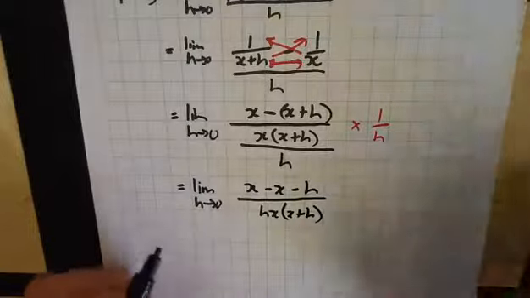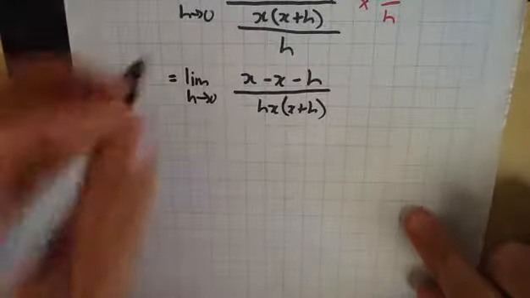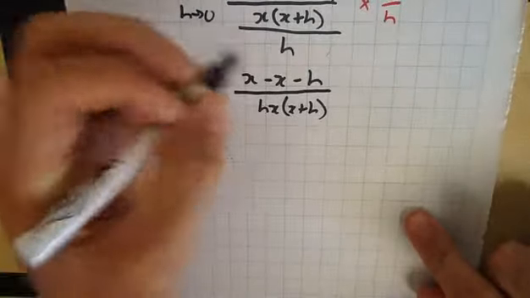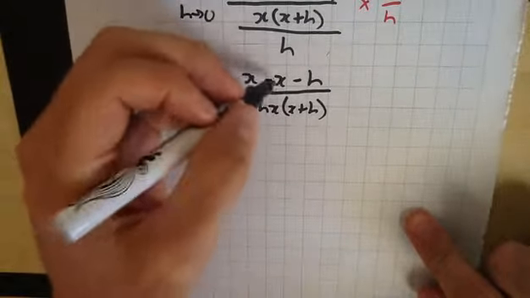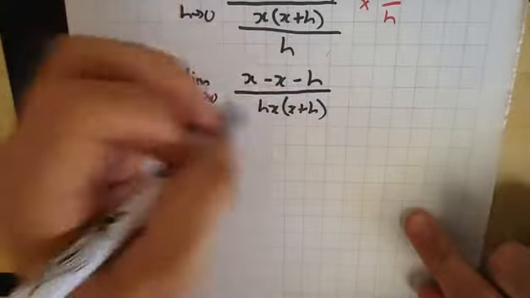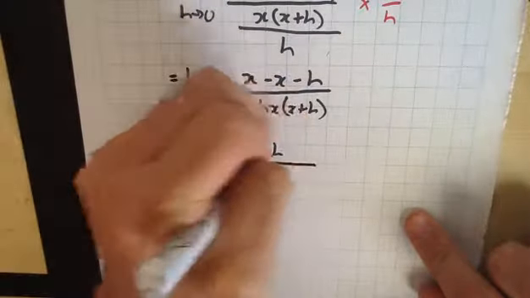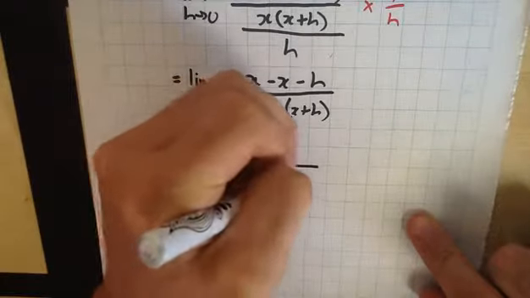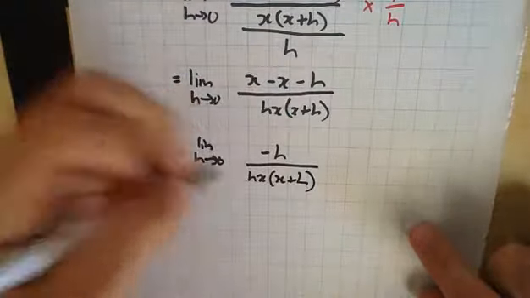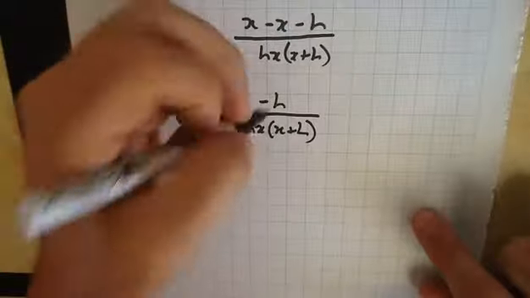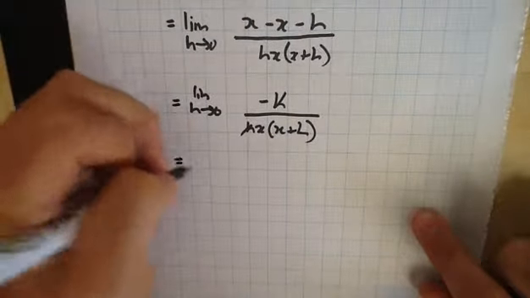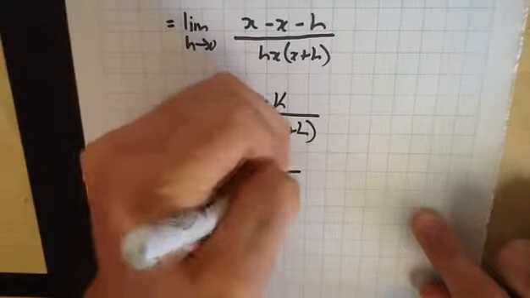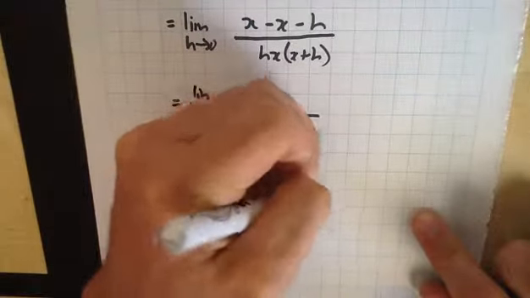Right, now I can go about collecting like terms. x take x gets rid of the x's, so I've got negative h on top, and then I've got still on the bottom this. Now I can cancel h out as a common factor here, and so that will give me negative 1 over x times x plus h.